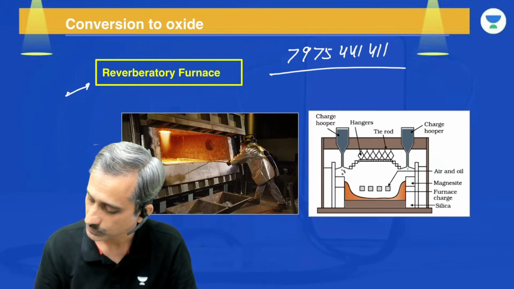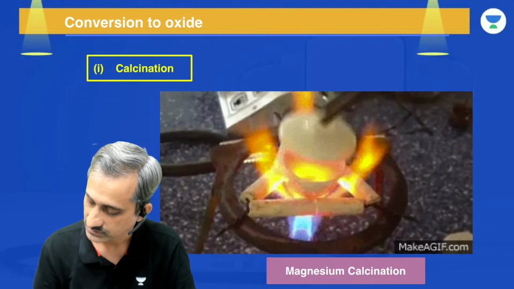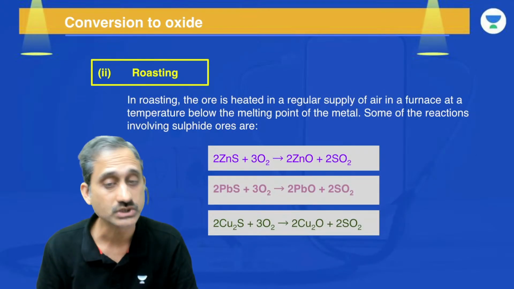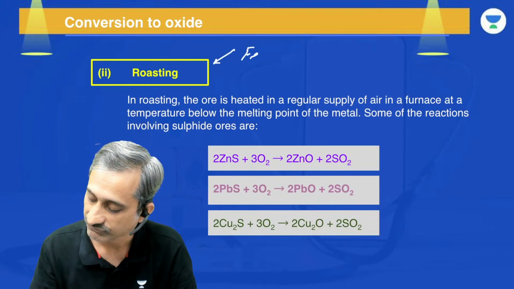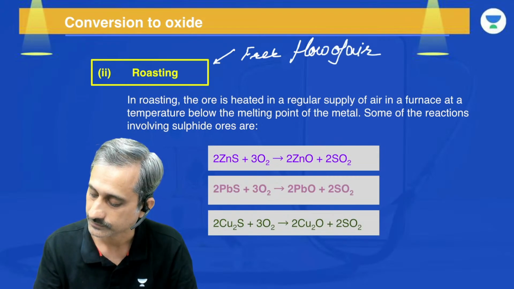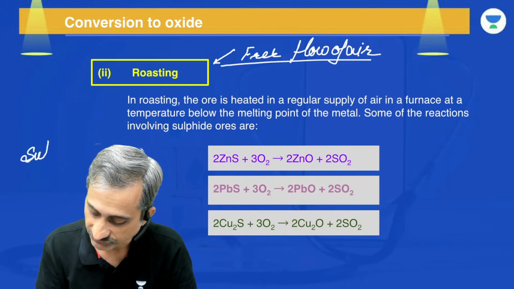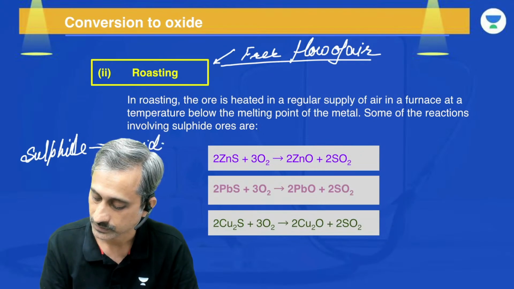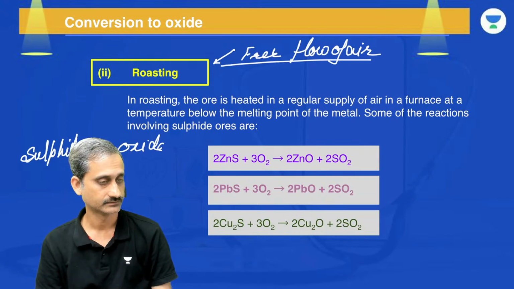Okay. So this is what we have as the reverberatory furnace. This is what we have as calcination. And we can talk about roasting also. Now, what is the difference between calcination and roasting? Roasting is in the free flow of air. The major part of roasting is to convert sulfide to oxide. So there roasting is used to convert sulfide to oxide.